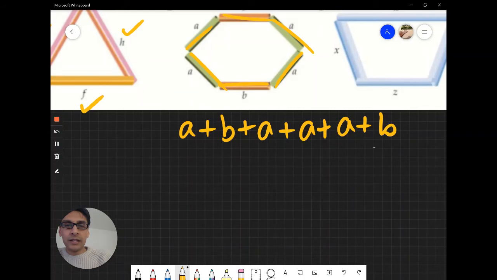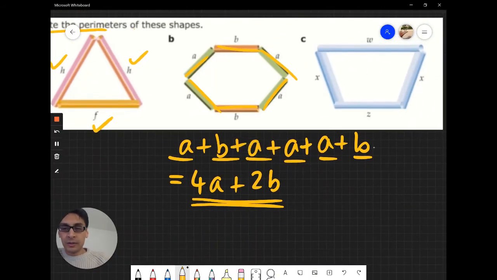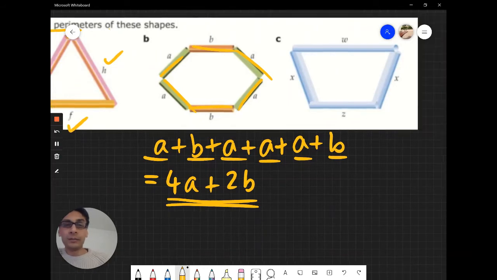So let's write down what this gives us. Well, we're collecting the like terms, so I can see that A's are alike. So there is 4a plus, and then I can see there's 2 positive b's, so it's going to be plus 2b. That is our expression for the perimeter, which consists of 2 terms, 4a and also 2b.